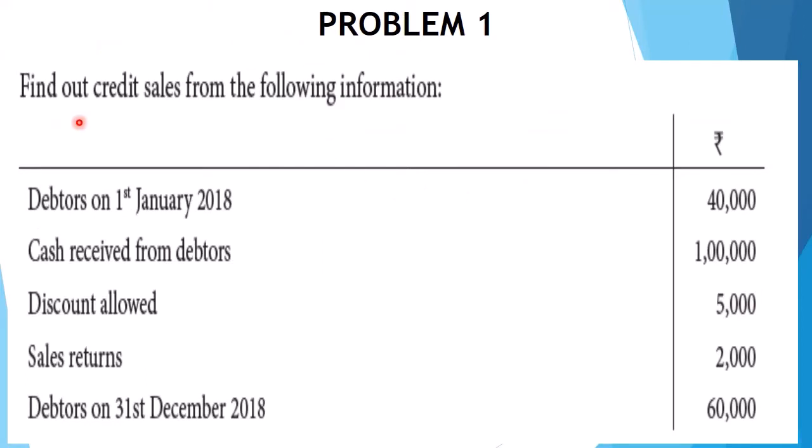Problem 1. Find out credit sales from the following information. So we saw the format. Using the format, we are going to work out and find the missing figure, that is the credit sales. Opening debtors is given, closing debtors is given. So it will be to balance brought down, and by balance carried down. Then cash received from debtors, discount allowed, and we have sales returns. Let's see the solution.